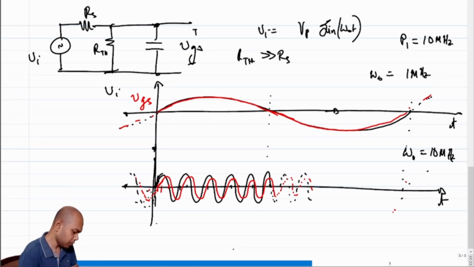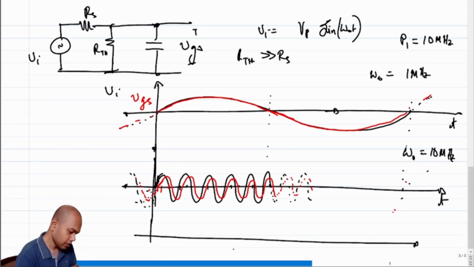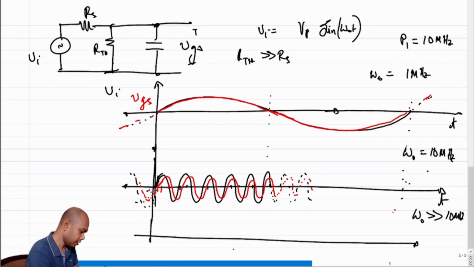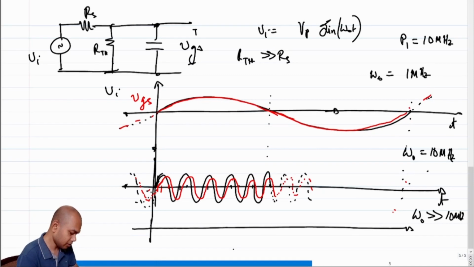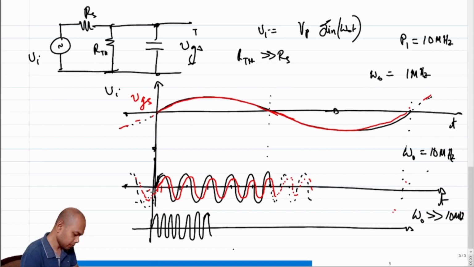Okay, and what's going to happen at very high frequency, at omega naught much greater than P1, or much greater than 10 megahertz? In that case, obviously, I am physically not equipped enough to sketch the input with such a high number of oscillations within the same period, right? So let's just assume that this is it. So this is the input, right, and so on. So what will the output look like?